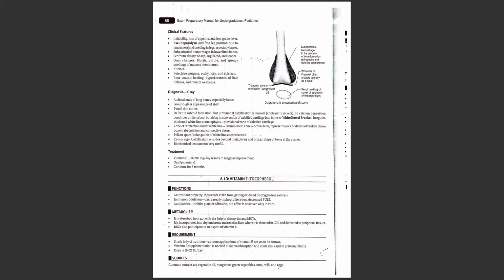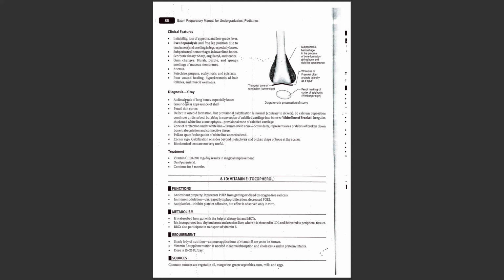Then we have the triangular zone of rarefaction, that is the Corner sign. Then we have the pencil marking of the cortex of the epiphysis, and the ring-like epiphysis, that is Wimberger's sign. These are the diagrammatic presentations: the white line of Frankel, the pencil marking of the cortex of the epiphysis, that is Wimberger's sign, the triangular rarefaction, and the subperiosteal hemorrhage. These are the diagrammatic presentations of scurvy.